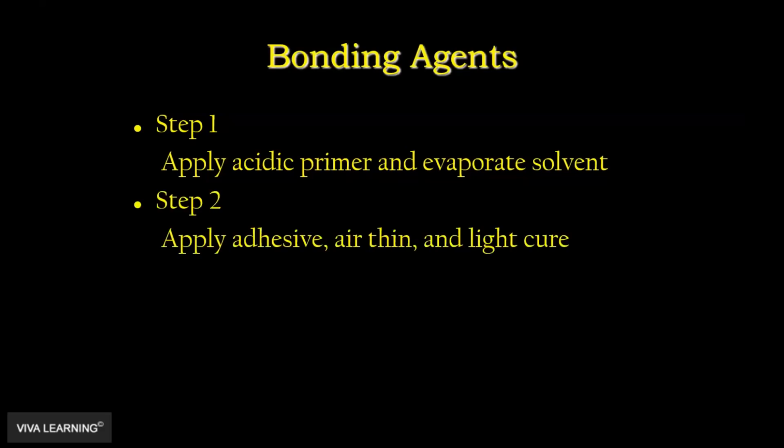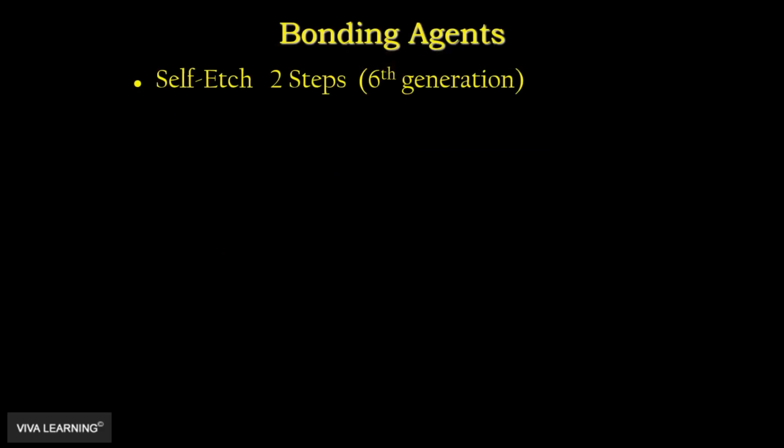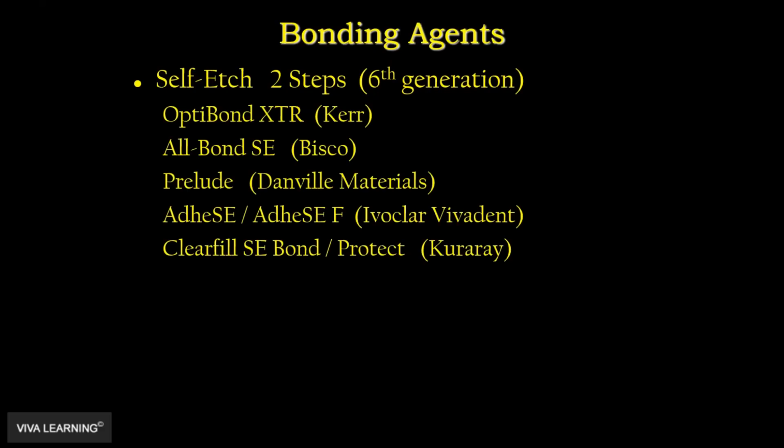Then in the 6th generation, we'll come back and apply our adhesive, air thin, and light cure. So now we've got that adhesive layer that helps us when bonding and increases bond strengths, and makes bond degradation over time less likely. So they will work. OptiBond XTR, I mentioned this, it's got expanded functions. It's 6th generation because it's a 2-bottle system, but it's marketed as a universal adhesive because it does everything universal adhesives do, as long as you've got a 2-bottle system.